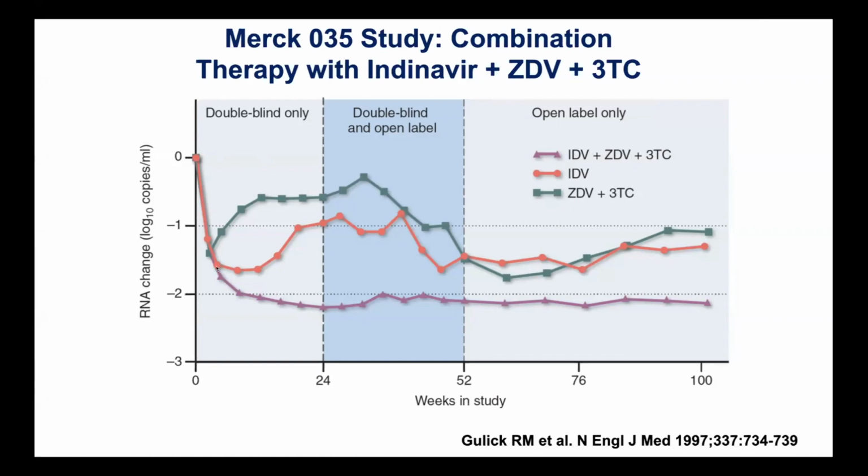Indinavir had a dramatic impact as single monotherapy, but over time, a much longer time, it went back towards baseline, and that was attributable to the higher genetic barrier and the requirement for multiple mutations to develop resistance to the protease inhibitors. And then the combination of all three resulted in a reduction to below the limit of detection, which at that time was 500 copies, and that was sustained for 2 years.